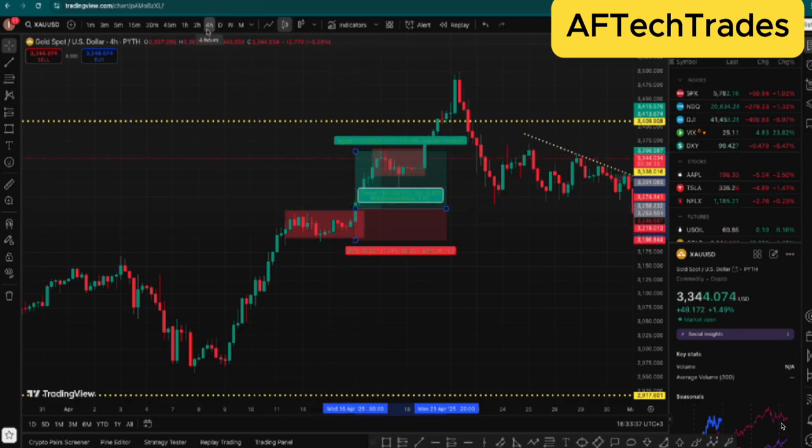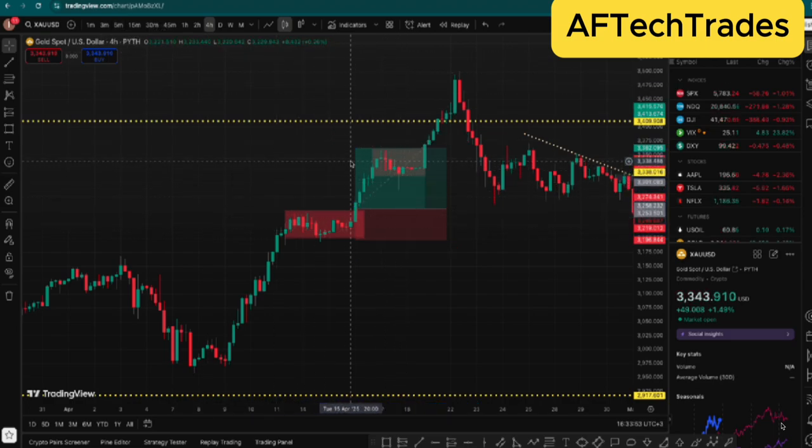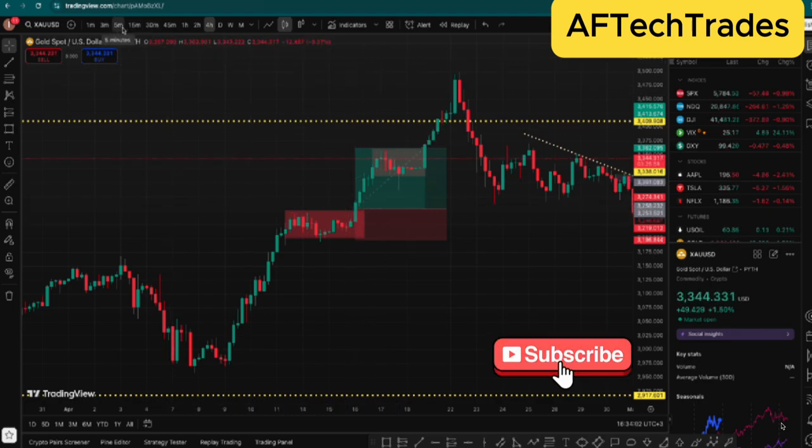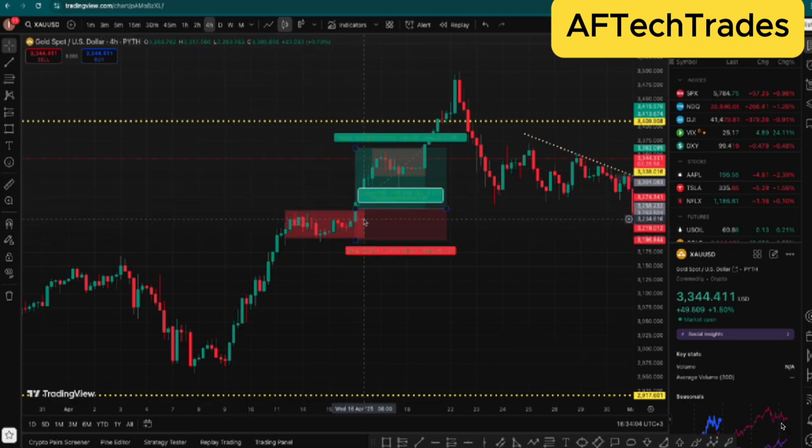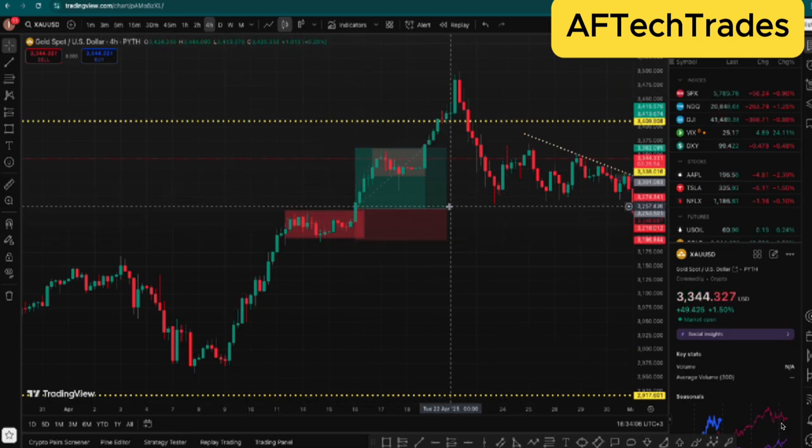Remember, this is 4 hour. This strategy works best on higher time frame, either the 1 hour, 4 hour, or daily chart. So your entry confirmation should be in the lower time frame, right? If you want to enter after you have observed this, you mark out your zone, you move down to a lower time frame, either 30 minute, 15 minute, or 5 minute time frame for your entry confirmation. I hope you get this.